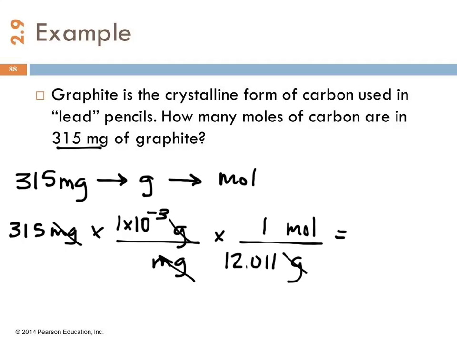My initial value here had 3 sig figs. Grams to milligrams is exact. This is not exact, but it has 5. So my answer is going to have 3 sig figs and be 0.0262 moles. Any questions? These are very important types of calculations.